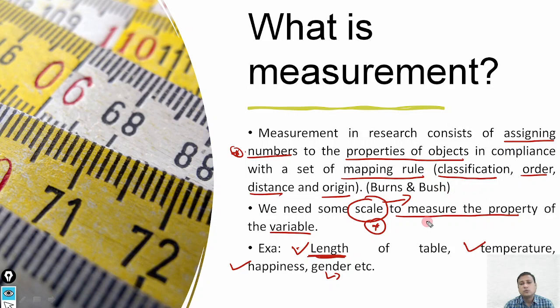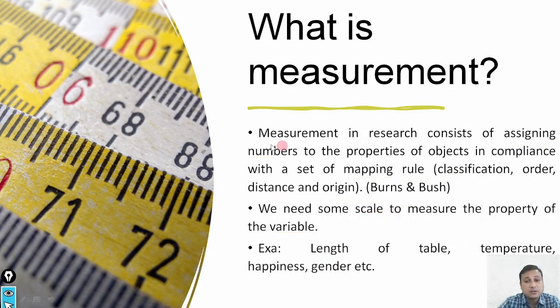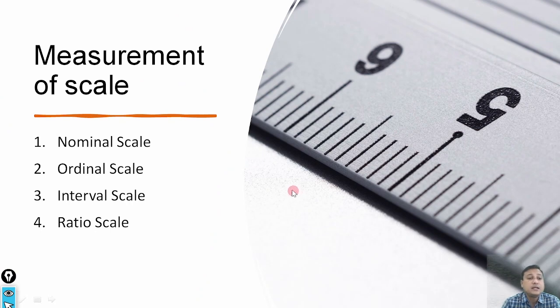So to measure any property of a variable, we need some kind of scale, and these scales are classified into 4 types. What are they? They are here. The first measurement scale is the nominal scale, then the ordinal scale, interval scale, and ratio scale. There are only 4 measurement scales. There is no fifth measurement scale.